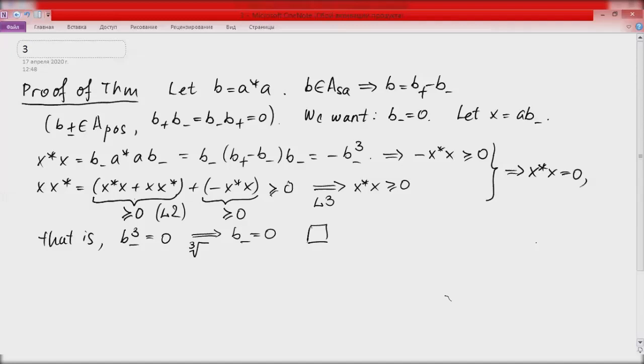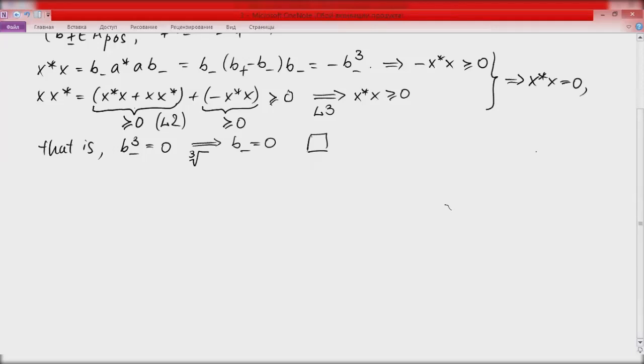As a simple application of this result, we can now define the absolute value of any element in a C-star algebra. So we introduce the following notation. For each element A in our algebra, we define the absolute value of A to be the square root of A star A. So A star A is positive, and we can take the square root. And it's immediate from the definition that the resulting element is positive.